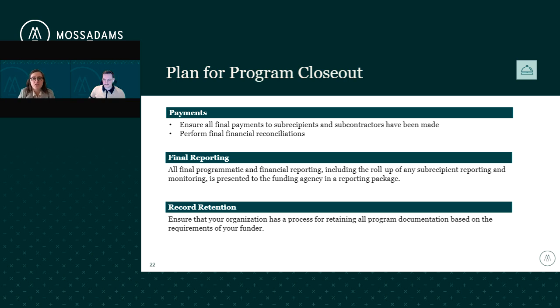Additionally, final reporting, so all final programmatic and financial reporting is submitted to the main funding agency. That may be collecting programmatic and financial reporting from your organization itself, but also from any subrecipients that you have sub-awarded funds, ensuring that you have those final programmatic reports from them, final financial reports, and then any documentation of outcomes of monitoring.